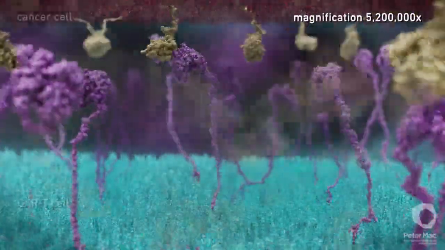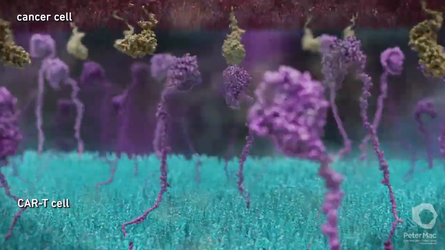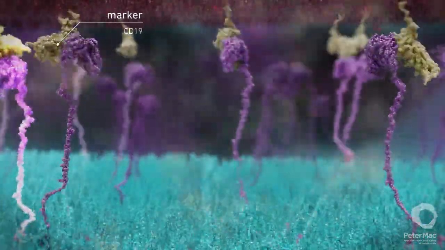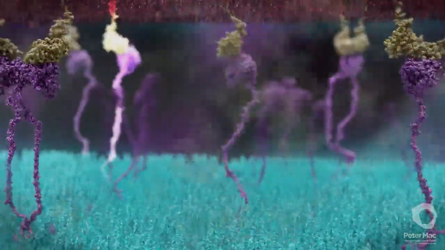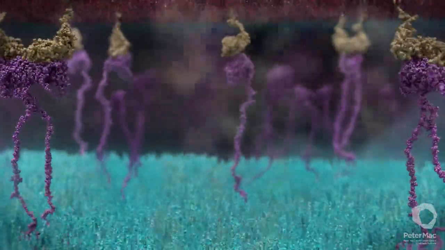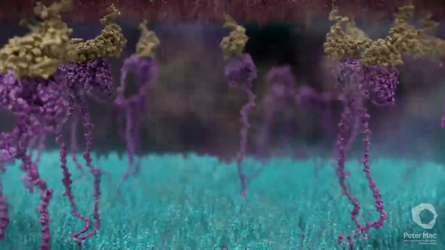We are now looking at the magnified surface of a CAR T cell in contact with a cancer cell. The CARs can directly bind to specific markers on the patient's cancer cells, shown in yellow, overcoming the need for MHC1 to be present. The bound CARs then cluster together.